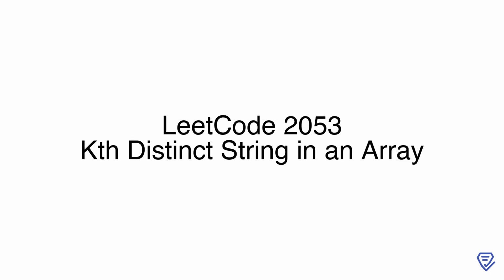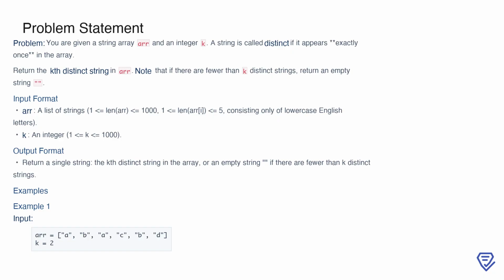Welcome! In this session, we'll dive into solving LeetCode problem number 2053, kth distinct string in an array. This problem challenges us to identify the kth distinct string in an array, where a distinct string is one that appears exactly once. We'll explore the approaches to tackle this problem efficiently. Let's get started. In this problem, we are tasked with finding the kth distinct string in an array.